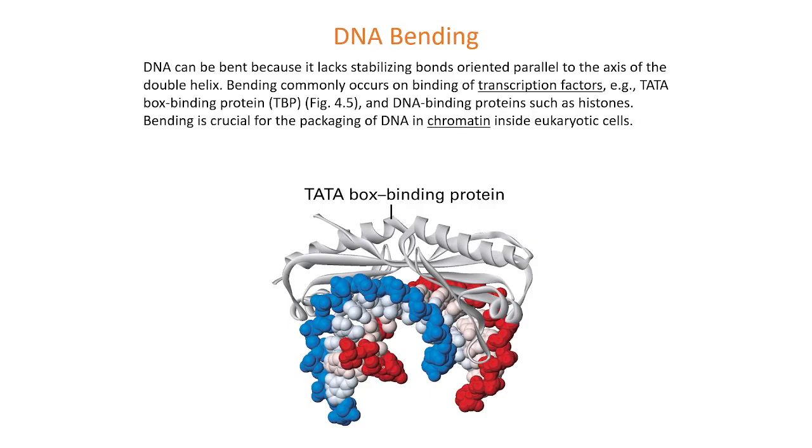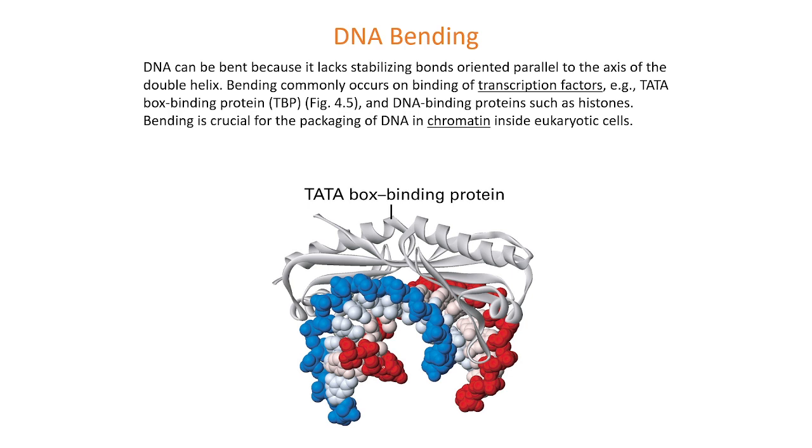Now what is DNA bending? We know that DNA can be bent because it lacks strong stabilizing bonds which are oriented parallel to the axis of the double helix. Bending commonly occurs on binding of different transcription factors like the TATA box binding protein, the TBP, and DNA binding proteins such as histones. So why is this bending important?